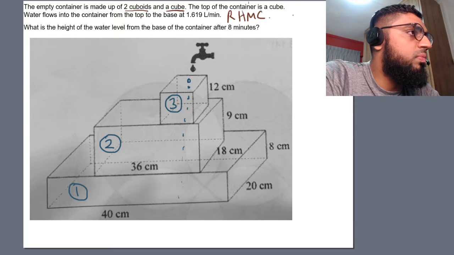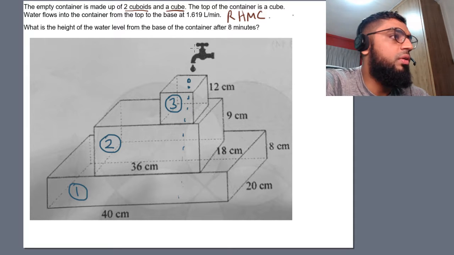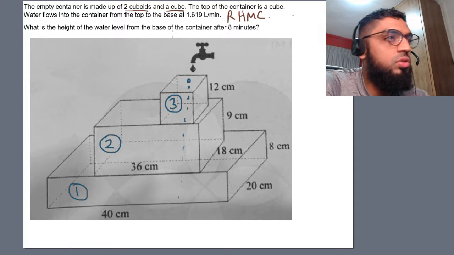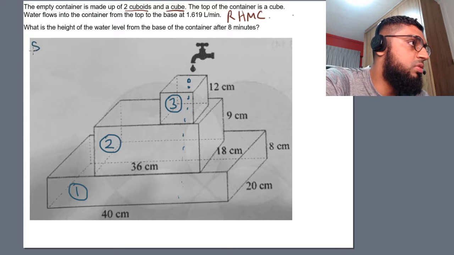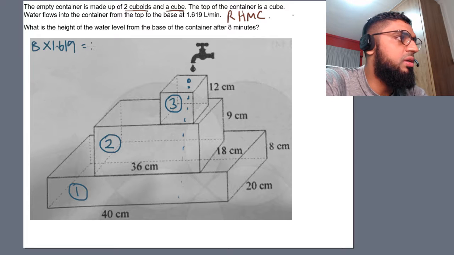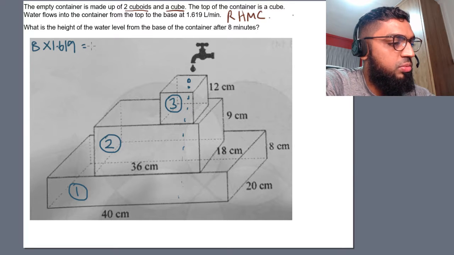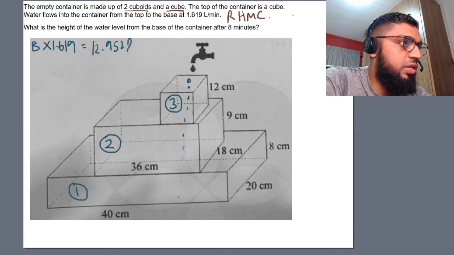Okay, so the question is, after 8 minutes, what is the height of the water from the base? In order to do that, I need to first find the total volume of water after 8 minutes. A very simple step for that is take 8 minutes multiplied by 1.619. Okay, let's do that calculation. 8 times 1.619. We're gonna get an answer of 12.952, and this is in liters.